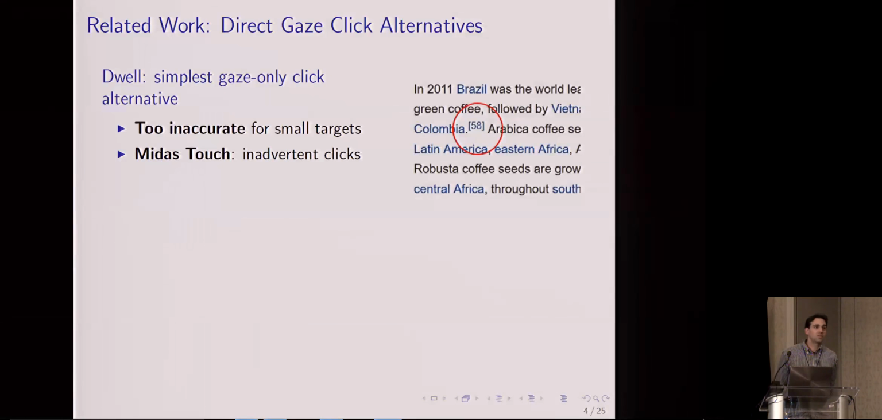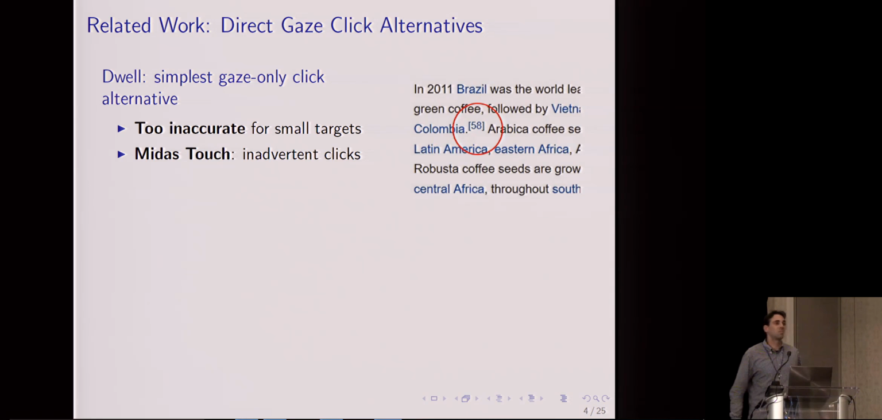So now let's have a look at related work. Let's have a look at direct click alternatives first, which means alternatives where we have to look at the target, and then while looking at the target, we click it. The simplest and most common alternative here is dwell, which means I look at the target, I simply keep my gaze on the target for a certain time, and then it clicks. And the problem here, as you can see from the example, is that for things like small hyperlinks, that's simply not accurate enough. It's simply impossible to exactly target these small hyperlinks.